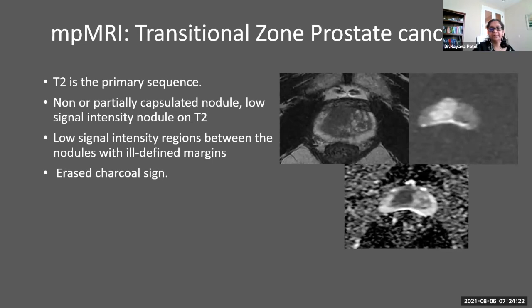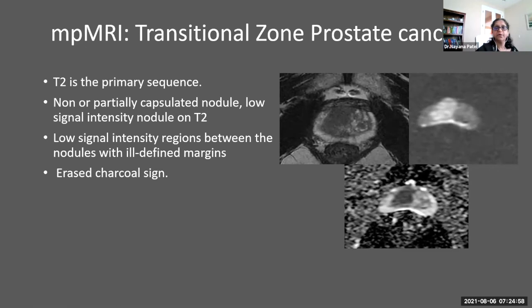So here we have an example of a transitional zone prostate cancer. For transitional zone prostate cancer, for PI-RADS, T2 weighted images are the primary sequence. So we have a T2 weighted axial image, a diffusion weighted image, high b-value, and the corresponding ADC map. And what we see here is a low signal intensity lesion with ill-defined margins that demonstrates marked restricted diffusion.